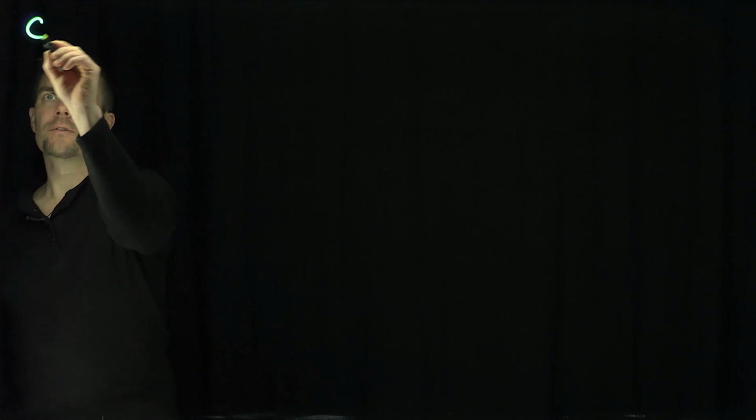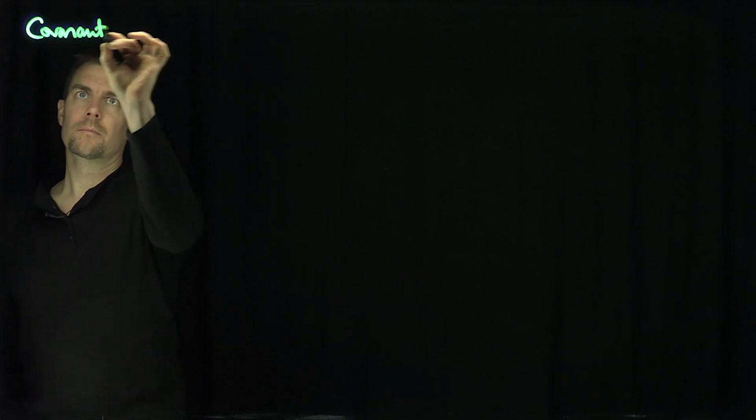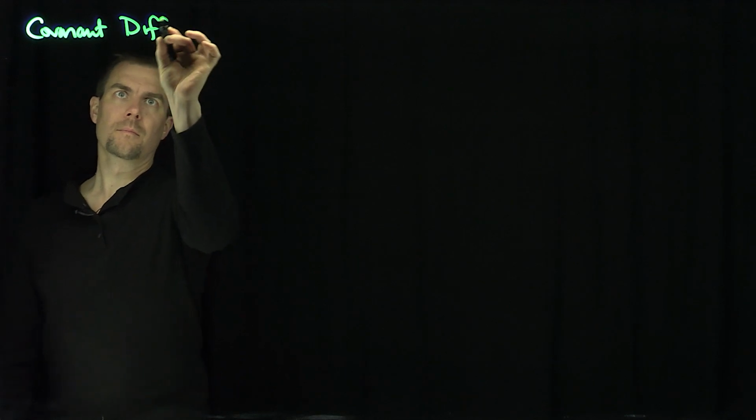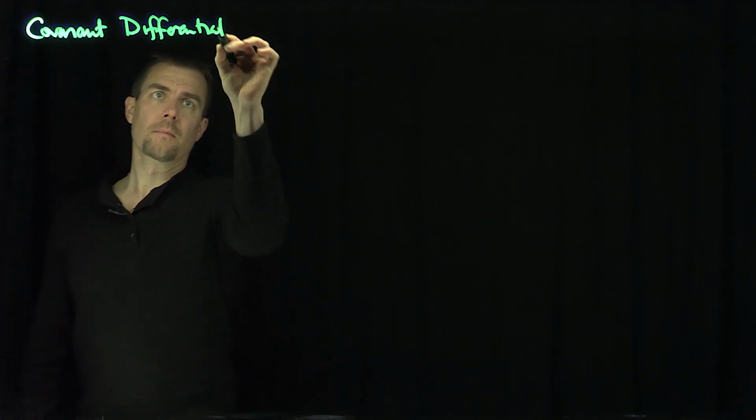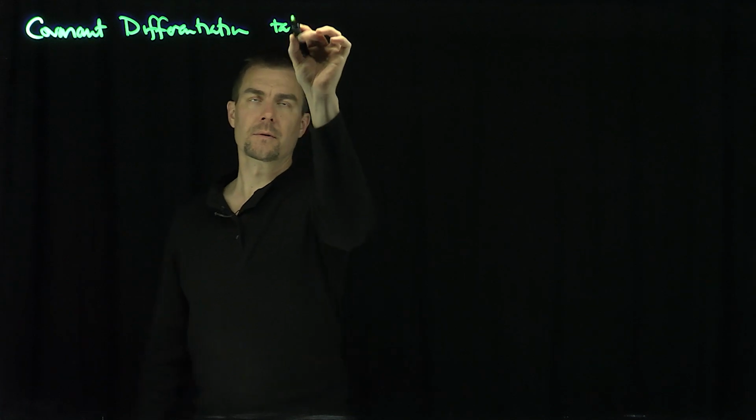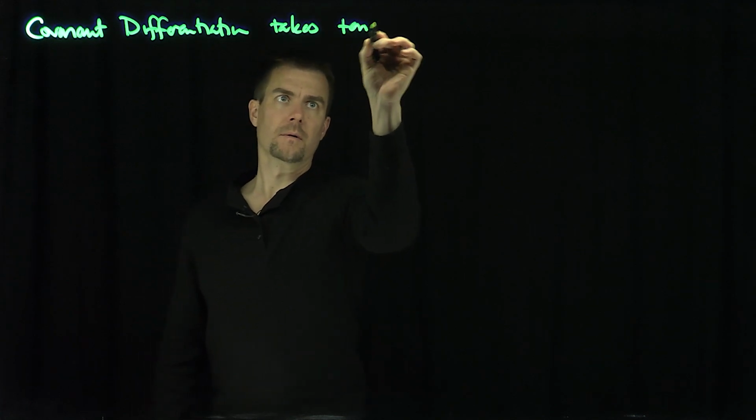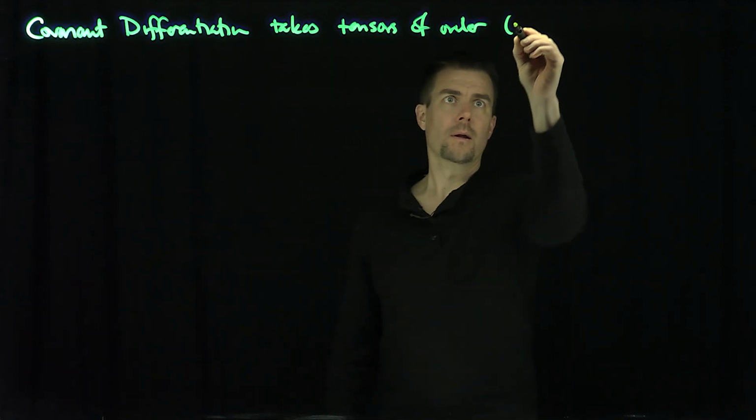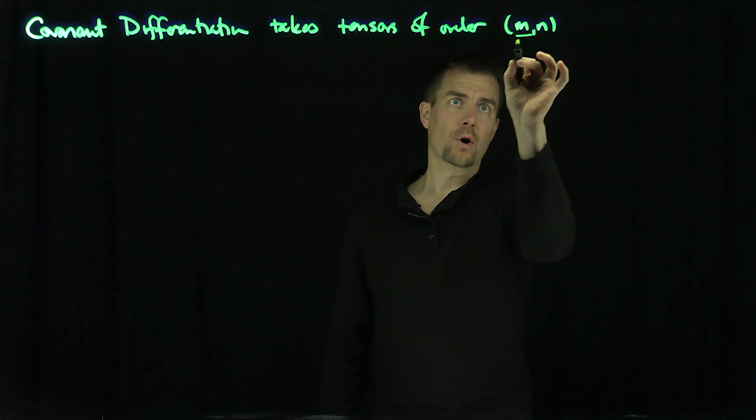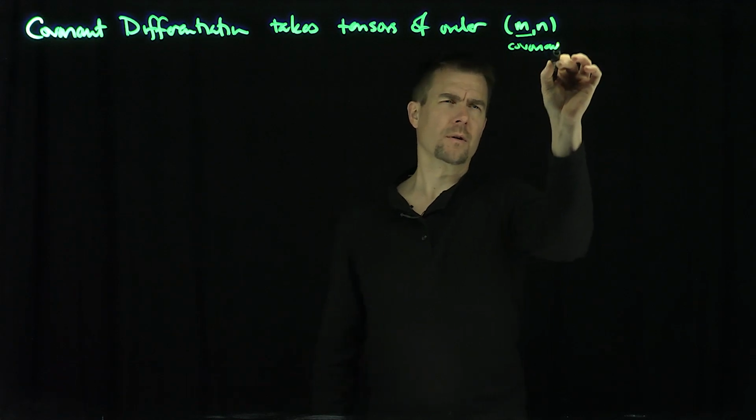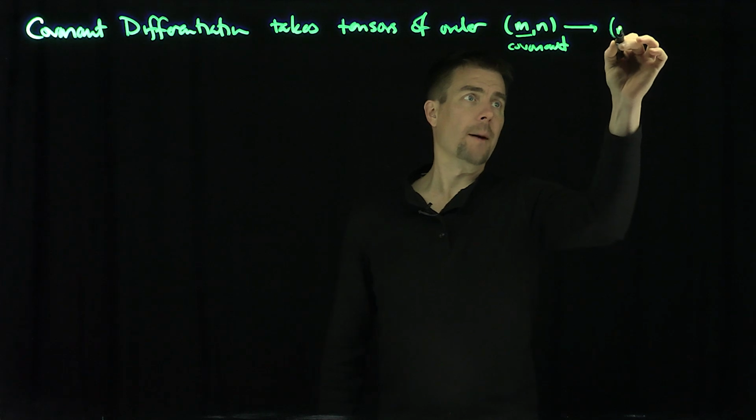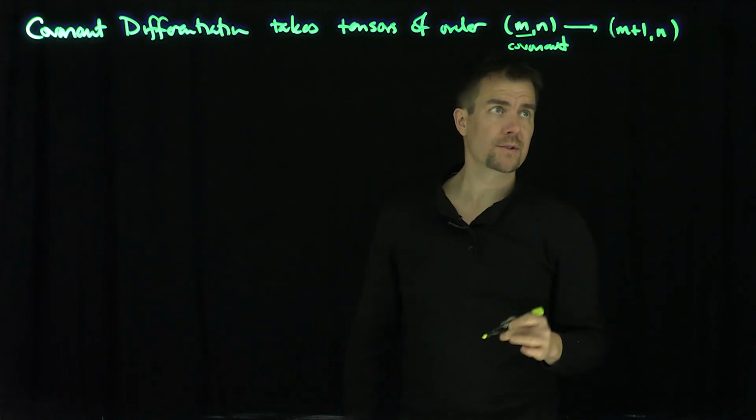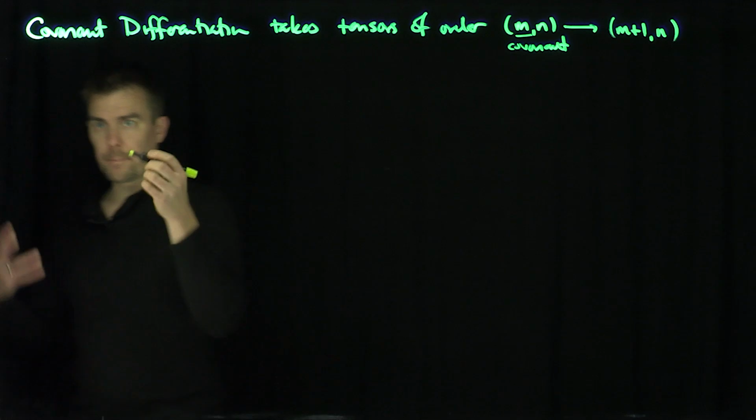Students, in this video we'll discuss properties of covariant differentiation. Let's recall that covariant differentiation takes tensors of order (m, n), where m is the number of covariant indices, into tensors of order (m+1, n). So it raises the overall order of a tensor, okay? And the basic idea is the following.